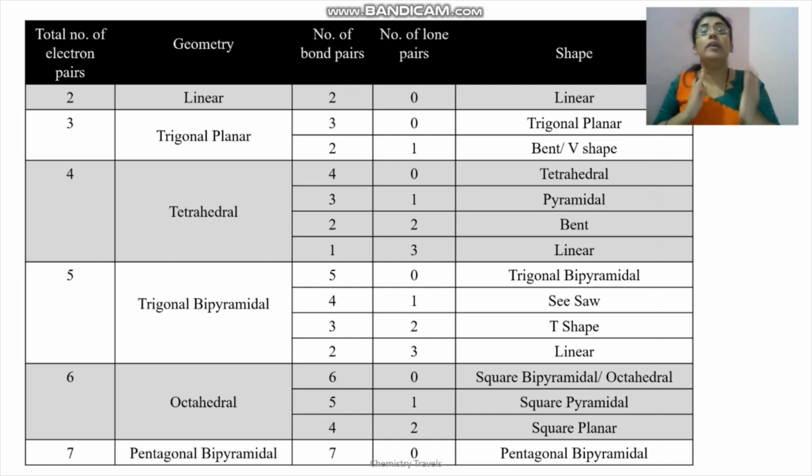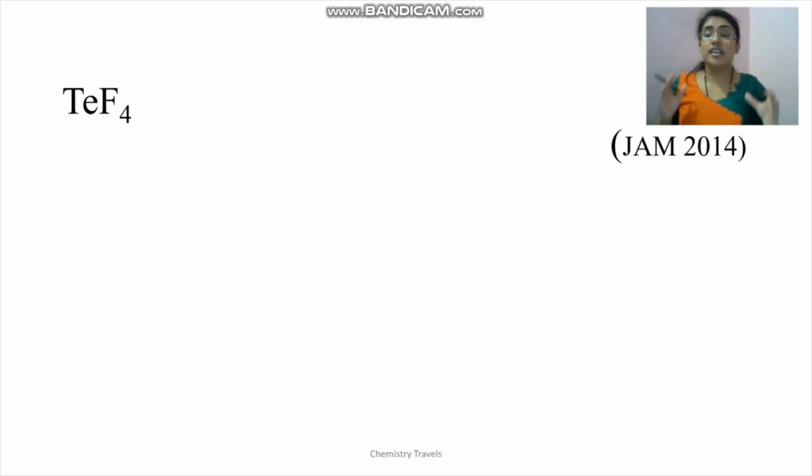Now we'll go to solve the questions, and for that, let us consider the examples that have appeared in various entrance exams. I'll take up some questions from there, and using those questions, I'll solve the structure for you using VSEPR theory. So the first molecule is TeF4. It has appeared in the JAM 2014 paper. So let's predict the shape and geometry of TeF4 using VSEPR theory. Let us look at the steps involved.